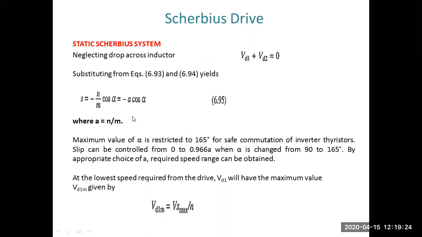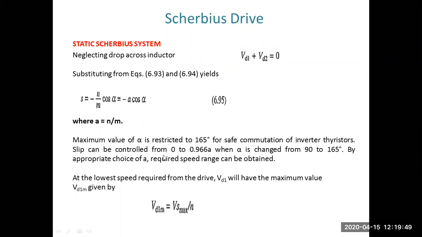So the slip is controlled by two things. The first one is n upon m, which is the turn ratio from the rotor side to the stator side, and the second one is from the inverter to the supply side. And this alpha is the inverter firing angle. The maximum value of alpha is restricted to 165 degrees for the safe commutation of the inverter thyristors. So we can take the value of alpha up to 165 degrees maximum.